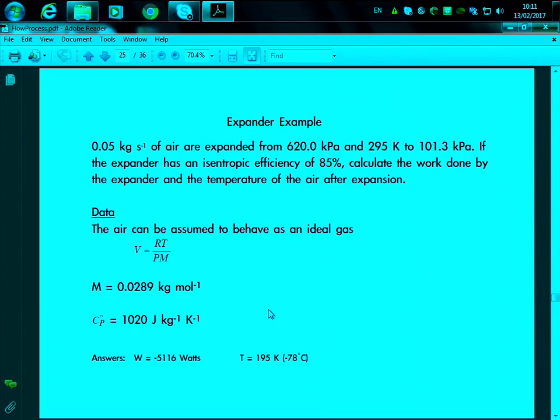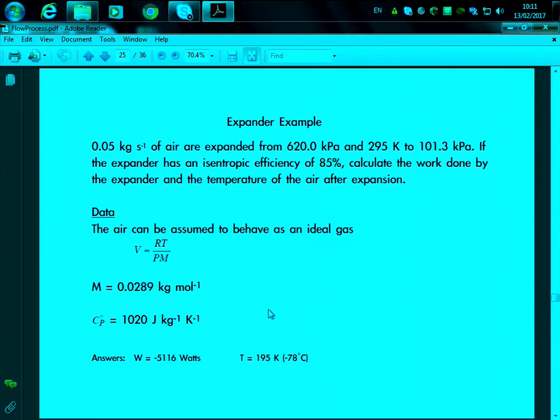And then they want the temperature. So the first thing to say is it is an expander, so the temperature, will it be lower or higher than the inlet temperature? Lower. That's the first thing that we need to remember when we do calculations, to check that things make sense. So let's have a go.